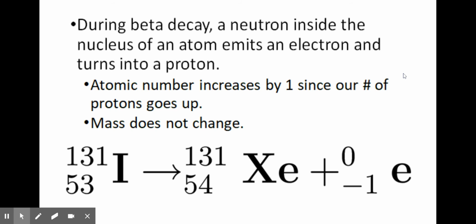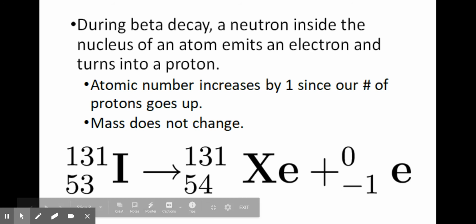During beta decay, a neutron inside the nucleus of an atom emits an electron and turns into a proton. Okay. We're going to be turning into a proton. So the mass number doesn't change. Since we're changing from a neutron to a proton, both of those are found inside of the nucleus. That's why the mass doesn't change. Okay. The atomic number is going to increase by 1 because our number of protons goes up.